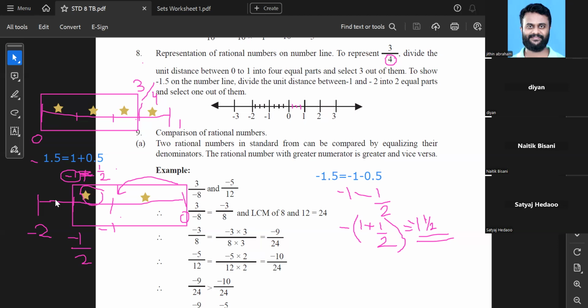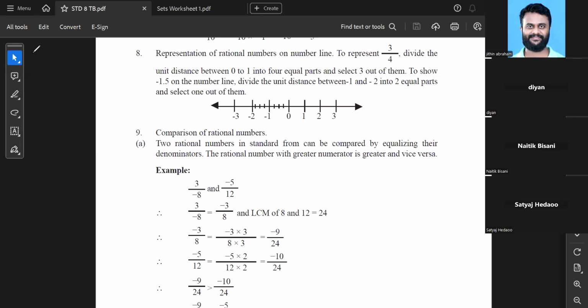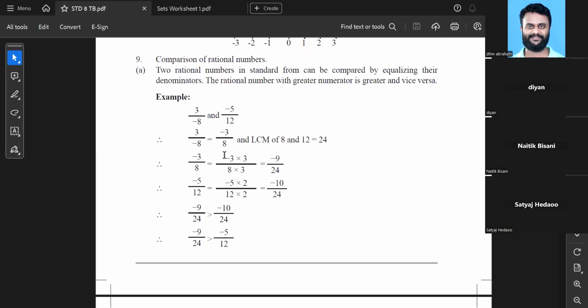ठीक है. Proceeding further. Now let's deal with comparison of rational numbers. So, two rational numbers in standard form can be compared by equalizing their denominators. The rational number with greater numerator is greater and vice versa.